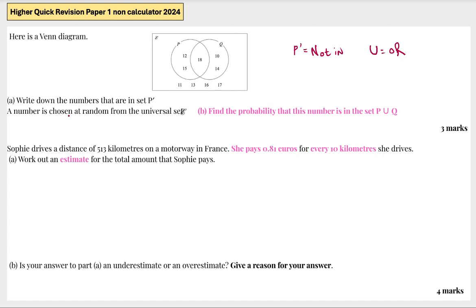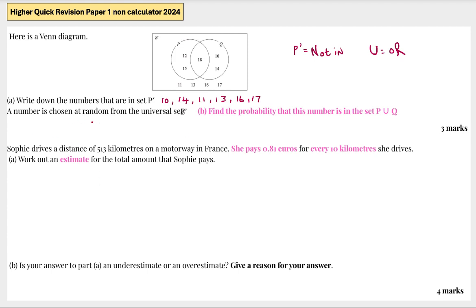Here's a Venn diagram. Write down the numbers that are in set P. Now that dash there means not in, so you're looking for all the numbers that are not in P. So here's P. So it's going to be 10, 14, 11, 13, 16, and 17.